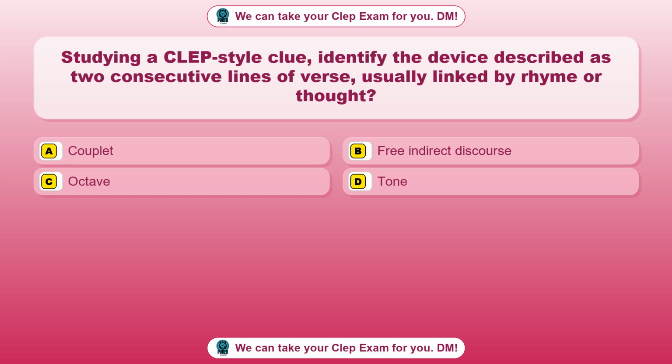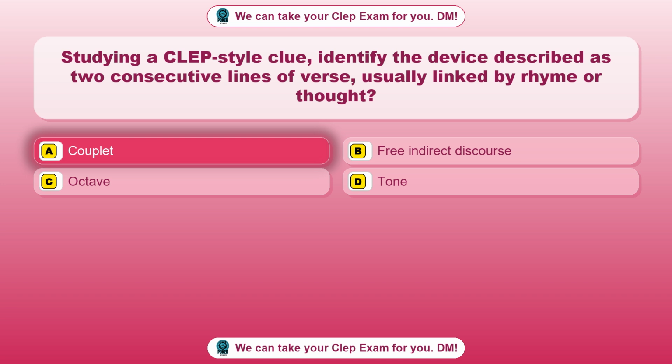Question 47. Studying a CLEP-style clue, identify the device described as two consecutive lines of verse, usually linked by rhyme or thought. Option A, couplet. Option B, free indirect discourse. Option C, octave. Option D, tone. The correct answer is option A, couplet.